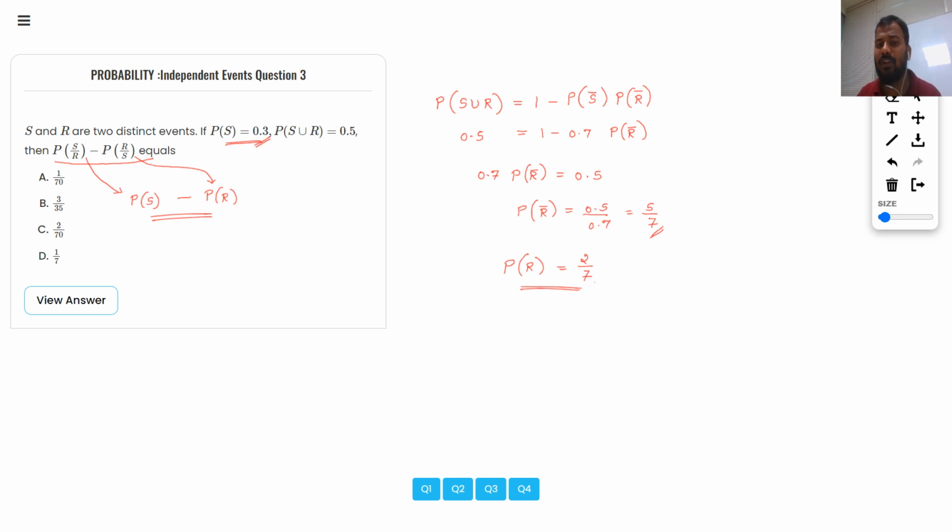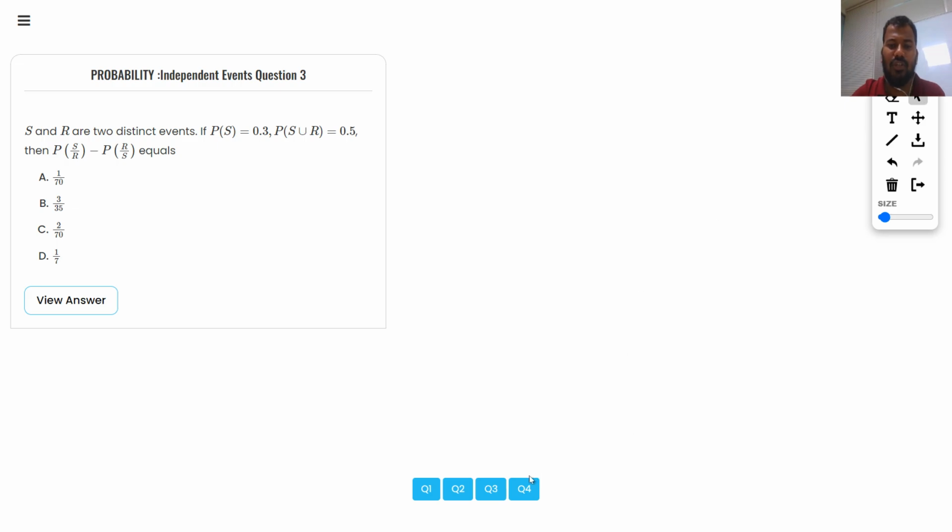Now I already know probability of S, I got to know probability of R. I can write the final answer, probability of S minus probability of R as 0.3 minus 2 over 7. 0.3 can be written as 3 over 10. 3 over 10 minus 2 over 7. I can take overall LCM as 70, which is 3 times 7 is 21 minus 2 times 10 is going to be 20. I can write it as 1 over 70, which is nothing but option A. Now let's move to the next question.